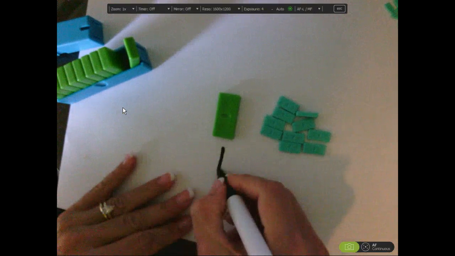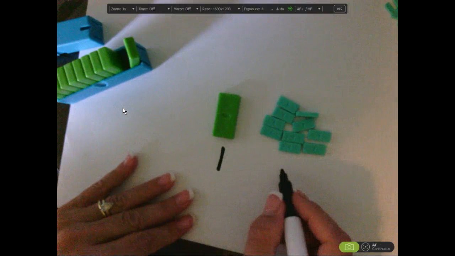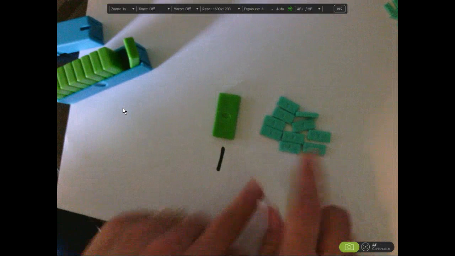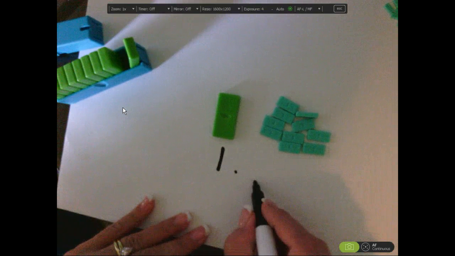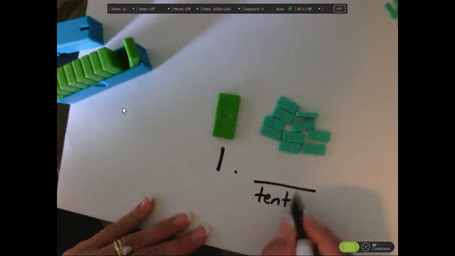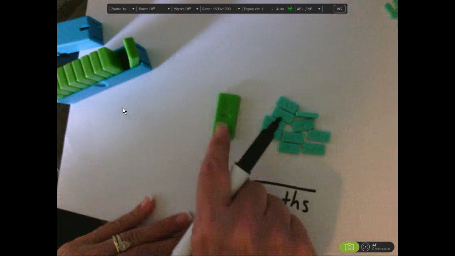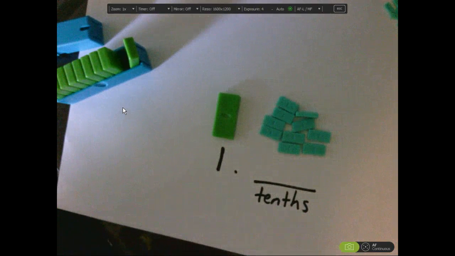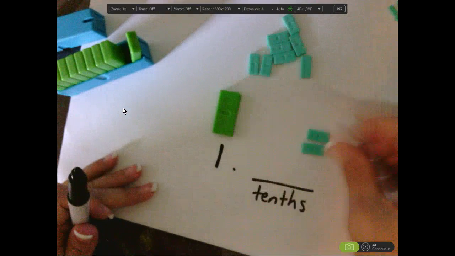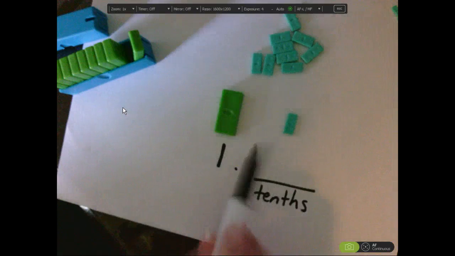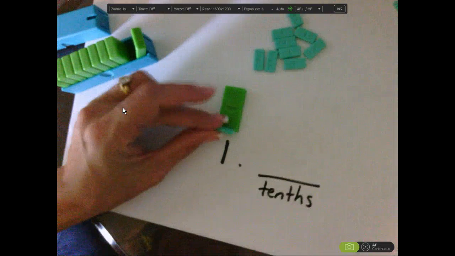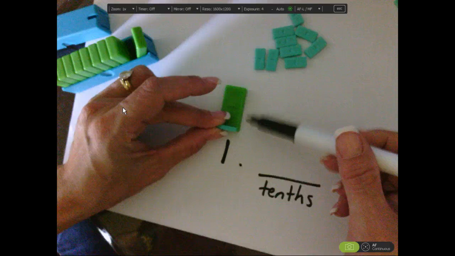So here's my 1 whole, and if I divide it up into 10 pieces, I'm going to have tenths, because 10 of these make a whole. So right here, you can see that 1/10 is definitely not the same as one whole. It's much smaller, and it would take 10 of these to make a whole.